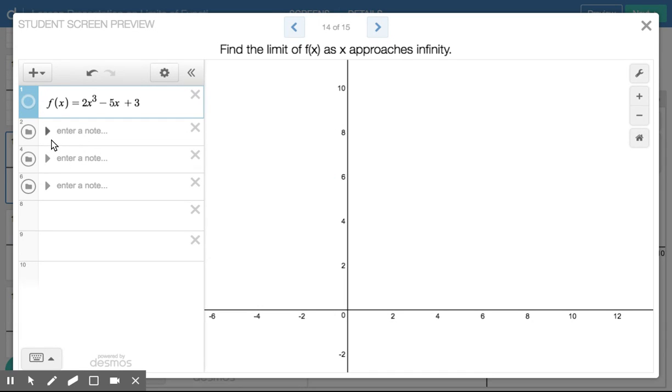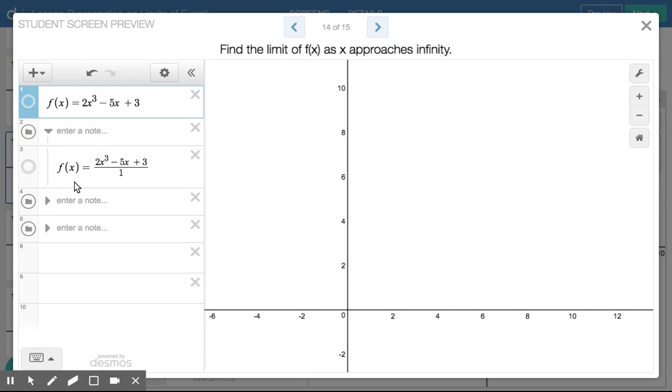First, we are going to rewrite f of x as 2x cubed minus 5x plus 3, all over 1. And then we can multiply f of x by 1, and we know that when we multiply it by 1, the value will not change. But 1 can take many forms.